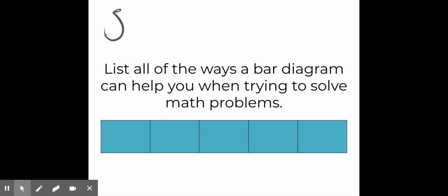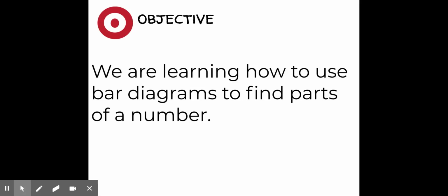When I think of a bar diagram, I know that it can help me with fractions. I know that it can help me with adding, and I can even cut it apart if I had it on a piece of paper and move it around to help me with other types of math. If you came up with other ideas, make sure you wrote them down or you shared them with a partner. Today, this bar diagram is going to help us in finding part of a whole number. So today, we are learning how to use bar diagrams to find parts of a number.